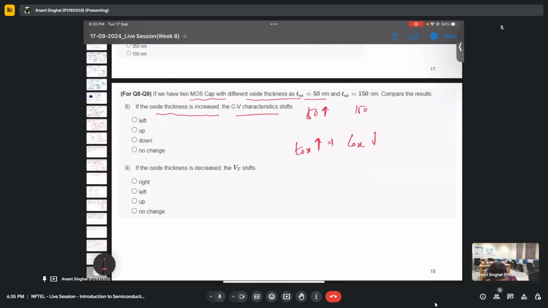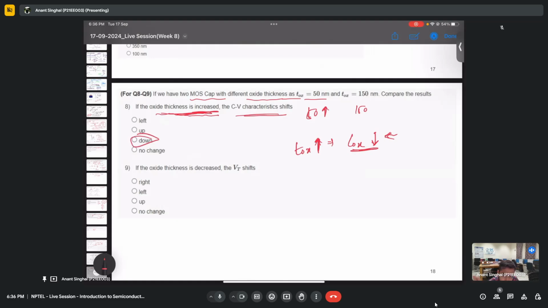No, it decreases. Yeah, it will go down, right? Not upward. I hope it is clear. We have increased the TOX. It is saying that it is increased. So Cox will decrease, so the CV characteristics will shift downwards. Is it fine?